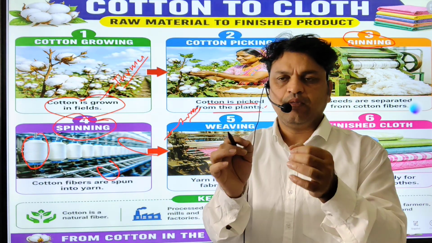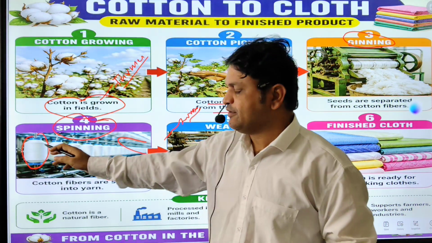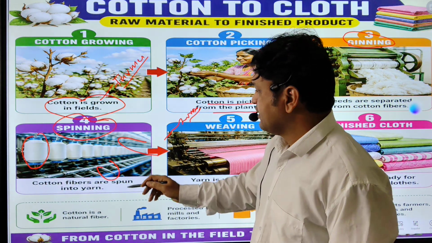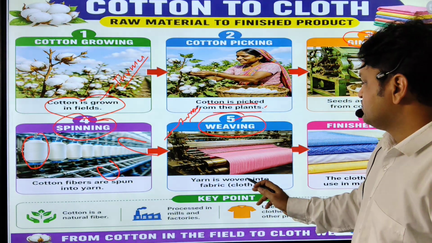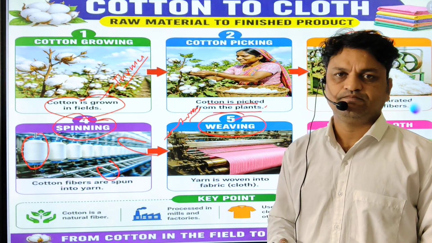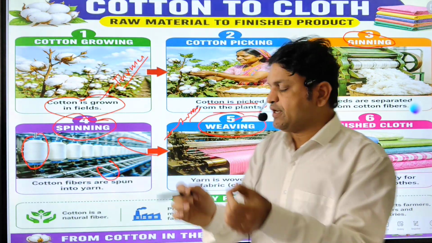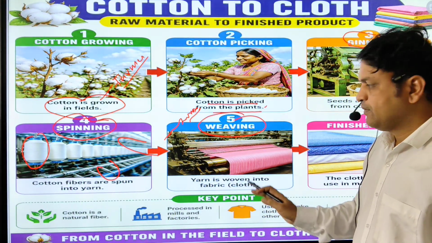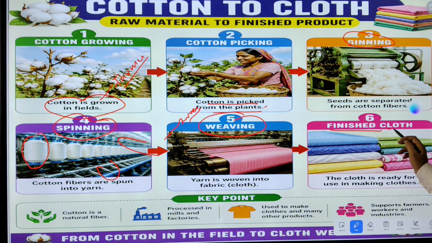Yarn means, you can see in the tailoring shop, the stitching thread. This is called spinning and this is called yarn. Then the fifth one is weaving. Yarn is woven into a fabric like clothes. This small spindle fiber or yarn is converted into cloth through the weaving process. Weaving means making cloth by the industry or workers. Then finally the finished cloth is ready for use in marketing clothes.